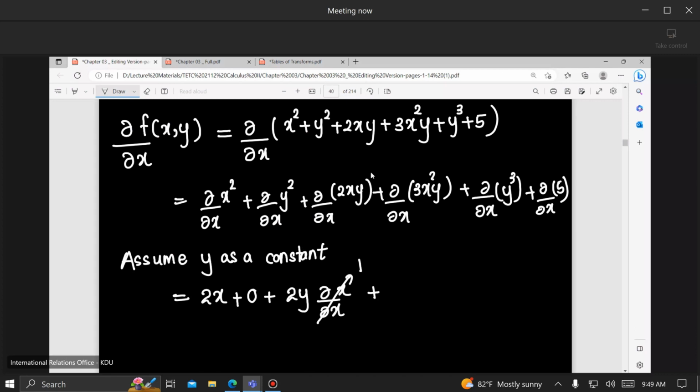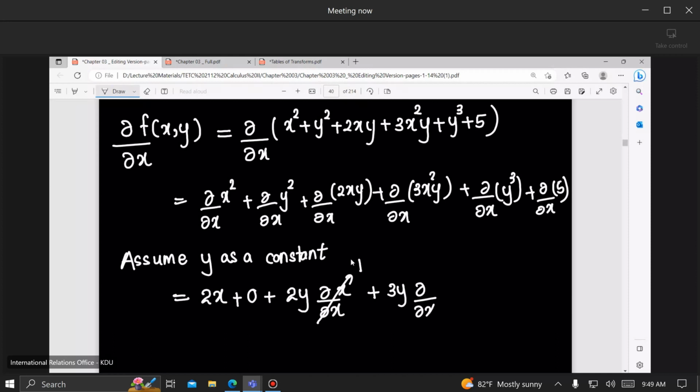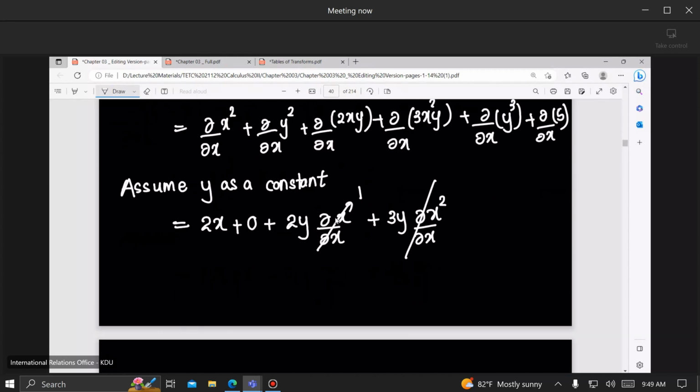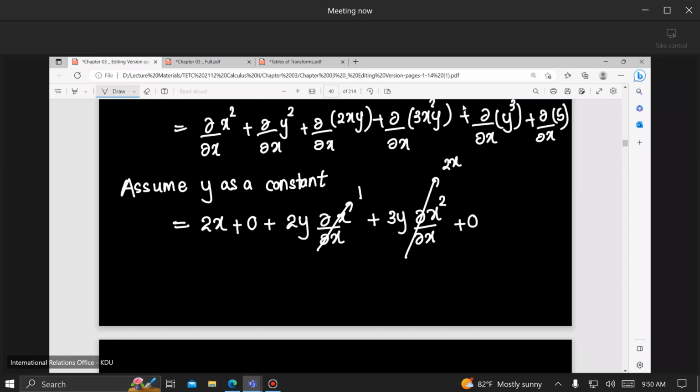How about this one? මෙතන 3x squared y. y කියන එක අපි හිතන්නේ constant එකක් කියලා. එතකොට 3 constant එකක්, y constant එකක්. We can bring 3y out. The remaining is dou over dou by x of x to the power 2. So this is equals to 2x. How about this? Y to the power 3. Y is a constant. Y to the power 3 is also constant. So constant එක derivative එක 0. මෙතන පහත් constant එක just 0.